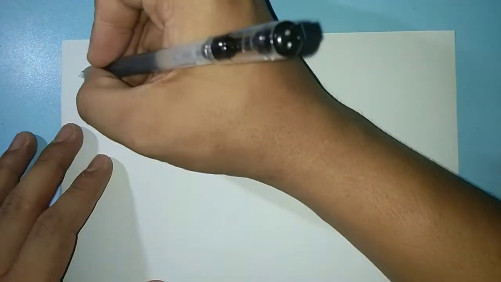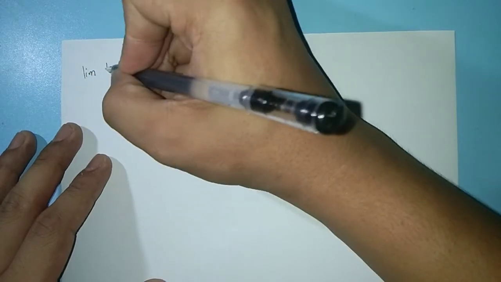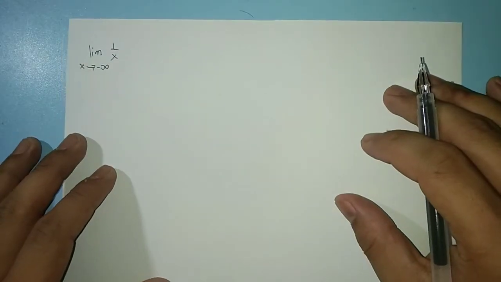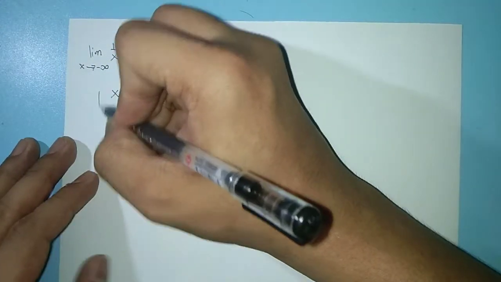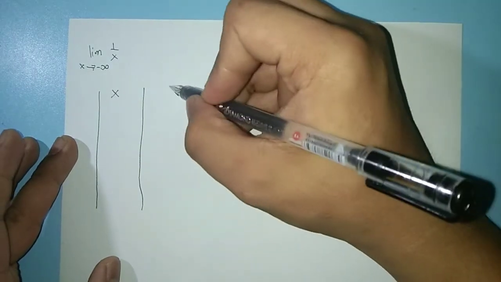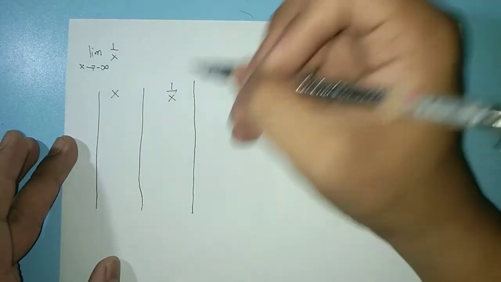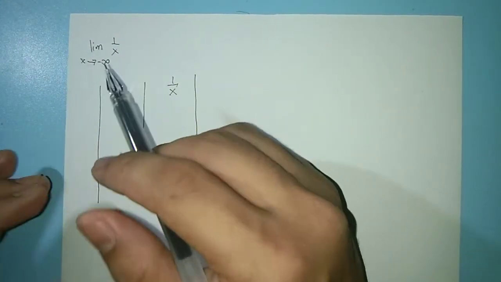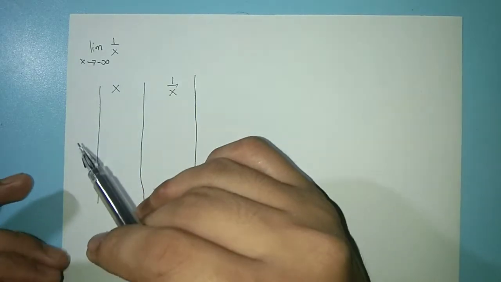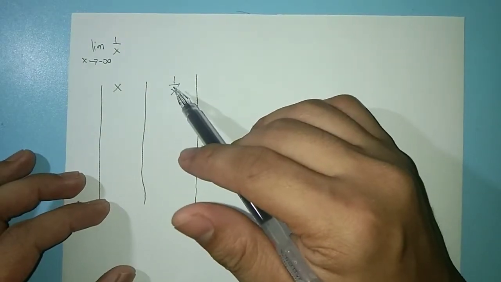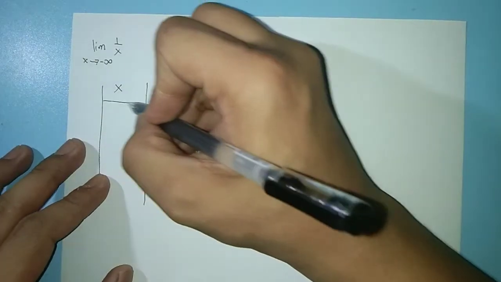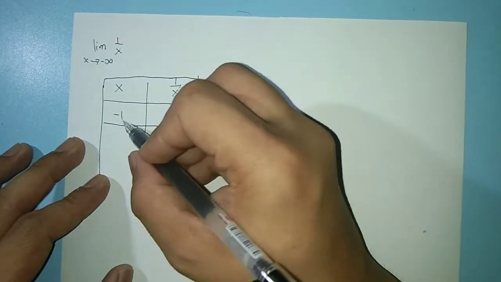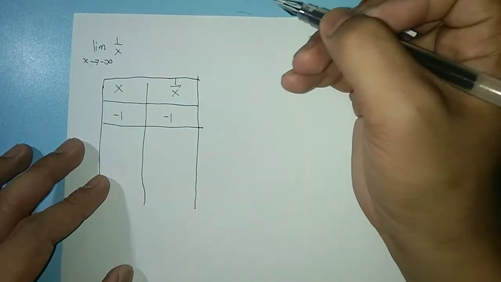For example, hanapin natin yung limit ng 1 over x as x approaches negative infinity. Using a table of values, we have x, then the function 1 over x. So yung x natin, i-approach natin sa negative infinity, meaning titingnan natin yung behavior ng x na nagde-decrease, and then ano yung magiging behavior ng 1 over x. So let's start with negative 1. If x is negative 1, 1 over x is negative 1.